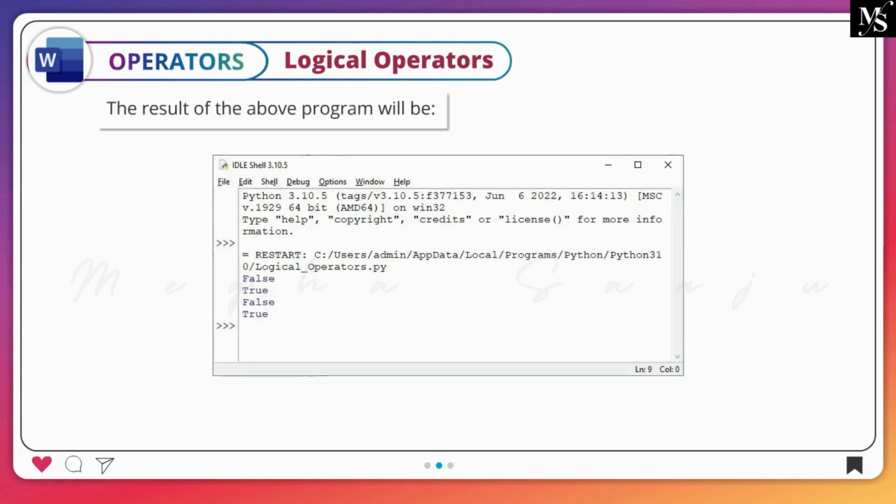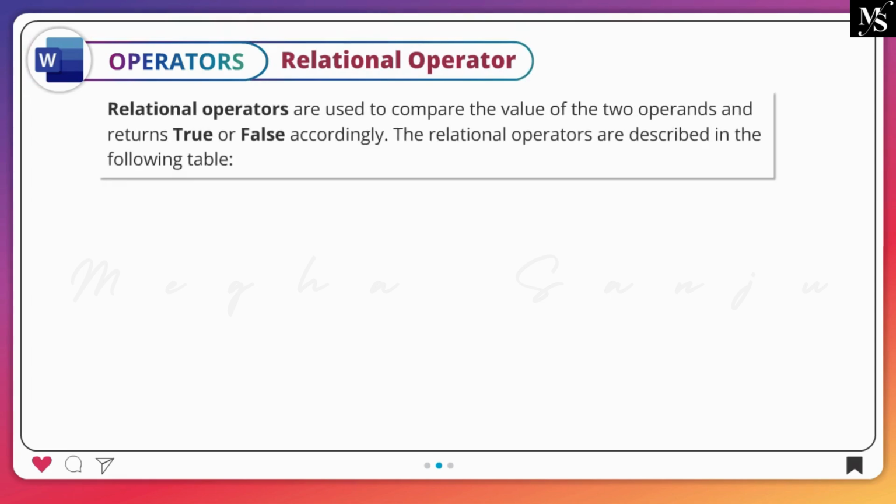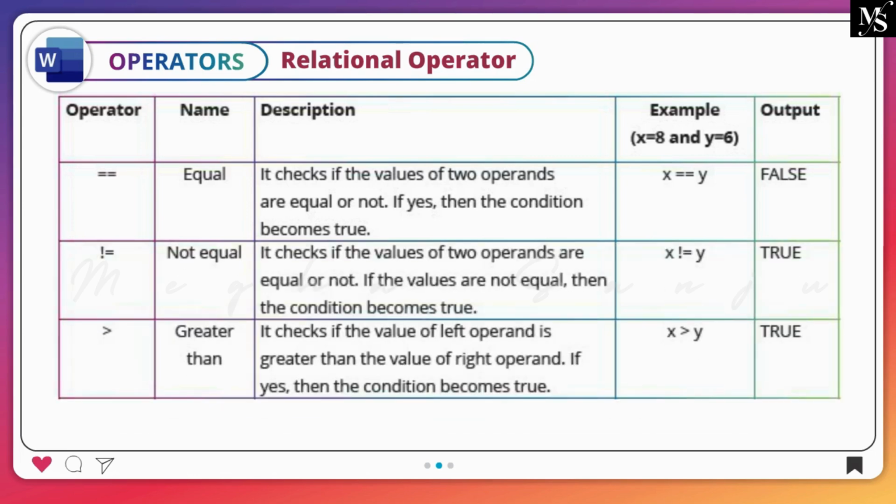The result of the above program is shown. Relational operators. Relational operators are used to compare the value of the two operands and return true or false accordingly. The relational operators are described in the following table: operator, name, description, example with x equal to 8 and y equal to 6, output. Equal. It checks if the values of two operands are equal or not. If yes, then the condition becomes true. x equals y, false.